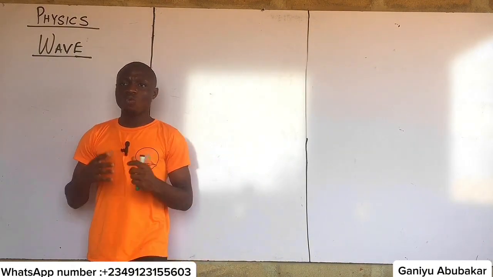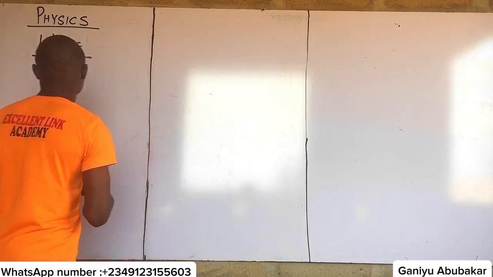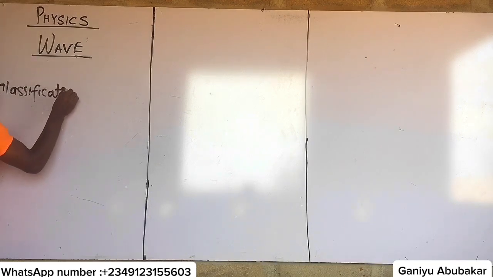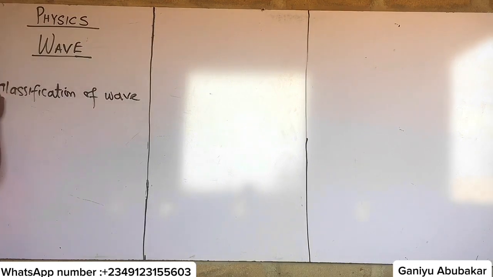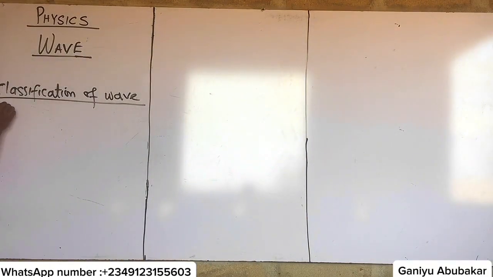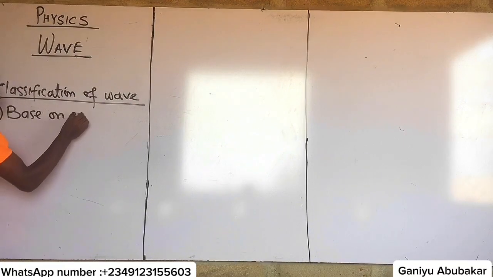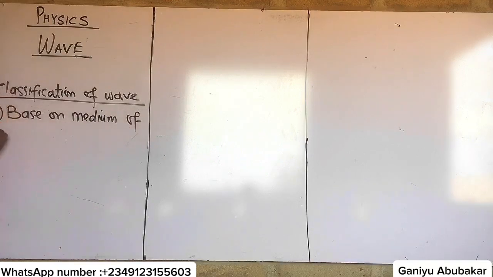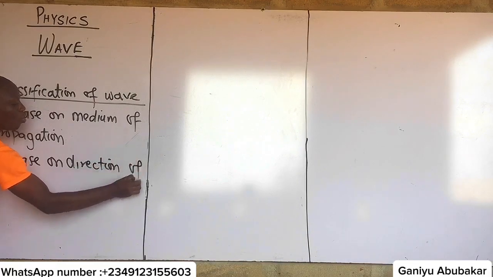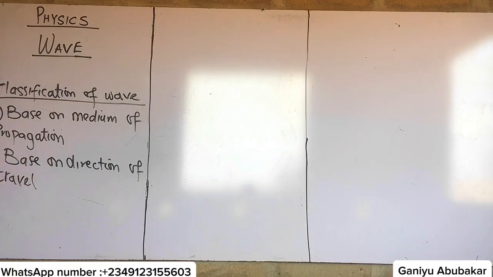All right, having defined wave, let's look at something very important. Let's look into the classification of wave. Wave can be classified in two categories. Number one, wave can be classified based on medium of propagation. Number two, wave can be classified based on direction of travel. These are the two classifications of wave.